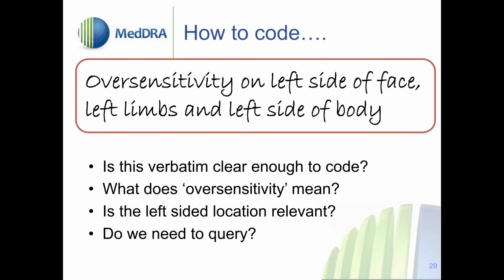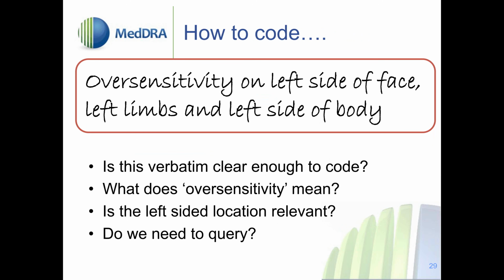The next one was reported like this. This isn't a verbatim that we've actually taken, and it was reported as oversensitivity on the left side of face, left limbs, and the left side of the body. Now, seeing that, what does oversensitivity mean? I think of hyper for over, but if I put hyper there, it would have a completely different meaning. It would be an allergic hypersensitivity, and that would make me think of allergic reaction. That would be a bit strange, saying it's on the left side of the face, the limbs, and the left side of the body.